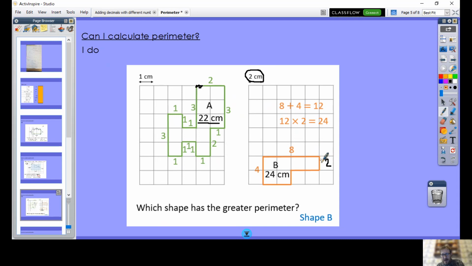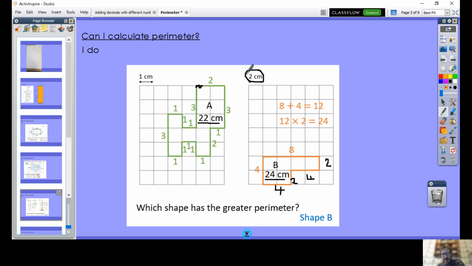Then going down there is another 2. But then it's 2, 4 going down there. Another 2 here. And then another 4 there. So we've got 8, 10, then 14, 16, 20, and 24. So the perimeter of this shape is 24.